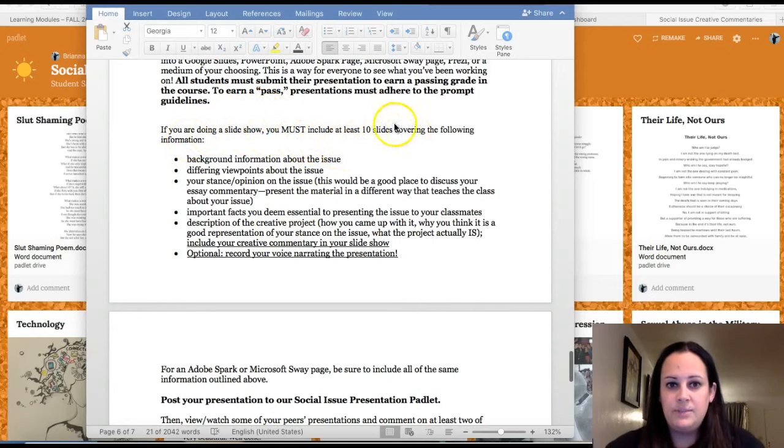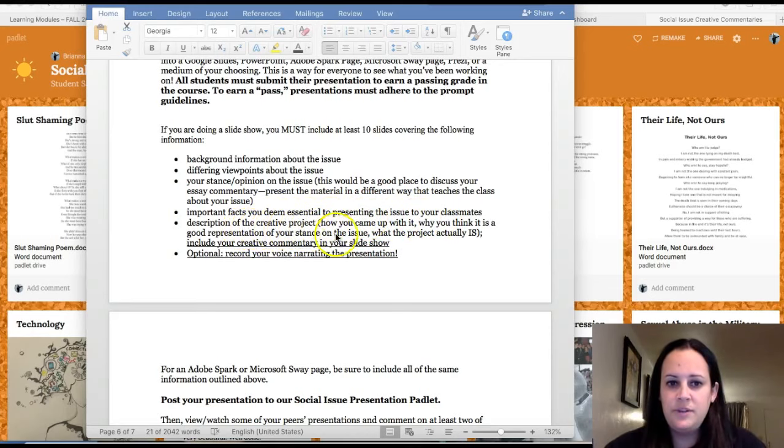So for the slides, you must include at least 10 slides covering the following information. Background info on your social issue, different viewpoints on the social issue, and your stance or opinion. This is a good place to introduce your essay commentary, but you want to teach the class instead of just copying and pasting your essay there. Then important facts you deem essential, and you can use your fact sheet for that.